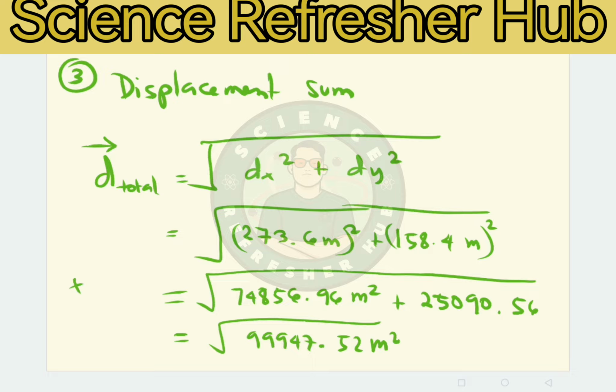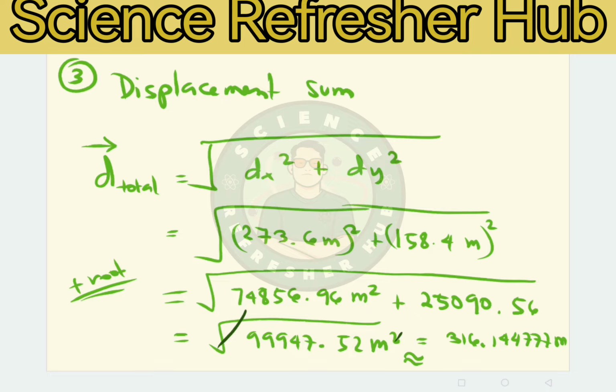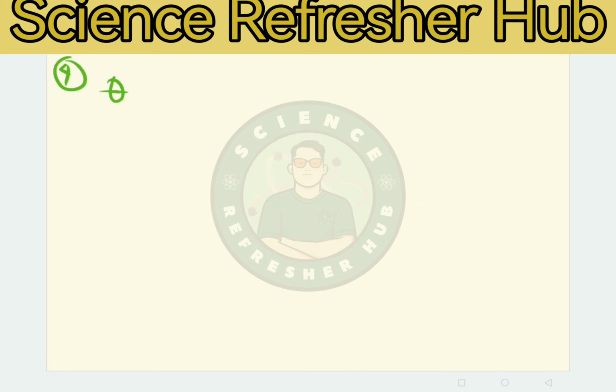Remember, for magnitude we will get the positive root. Okay, so the square root of our answer, by the way, we can cancel the radical sign and the squared. Our answer is 316.44777 meters, or approximately 316 meters. This is the vector sum, or the displacement sum. We're not yet done. We need to have the angle. Last is to get the theta.